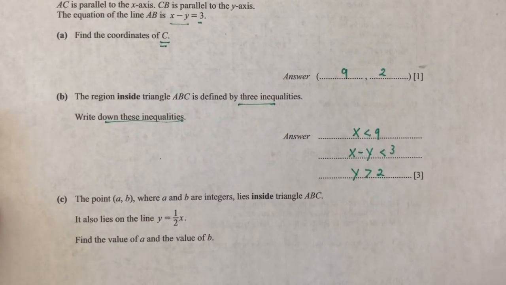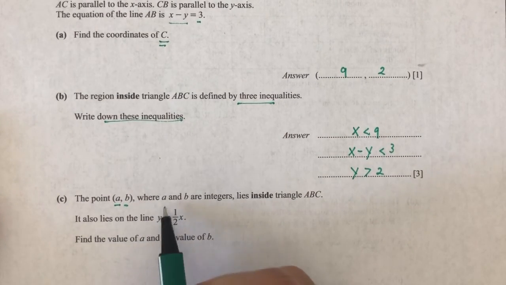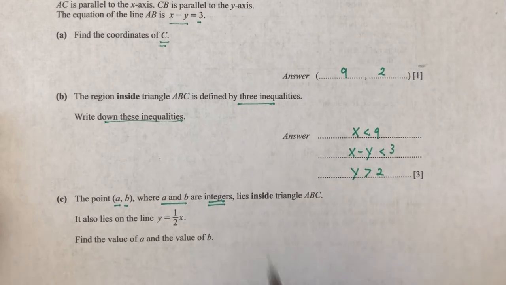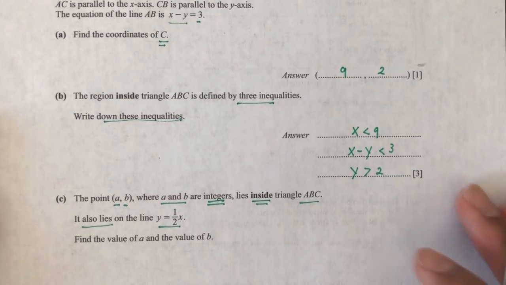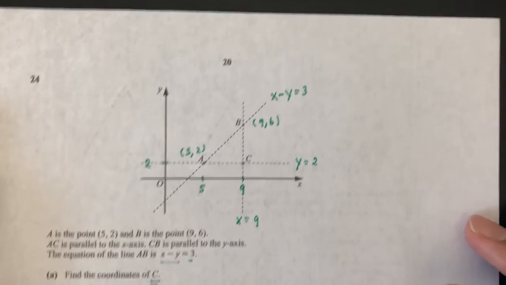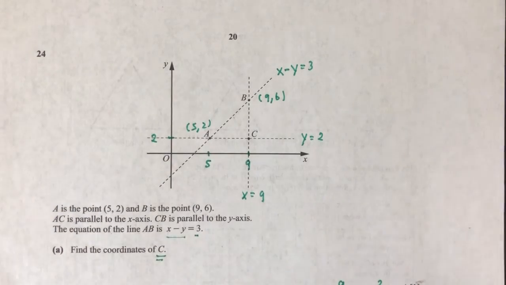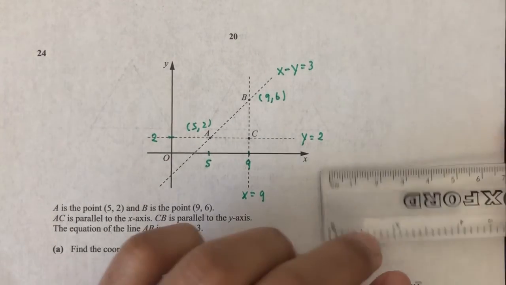And now for part C, the points A and B are integers, okay, and they lie inside the triangle ABC. It also lies on the line y equal to half x. So for this question, we have a few methods to do this, but I will do the one where we can actually visualize exactly what's happening. So let's draw the points out here.